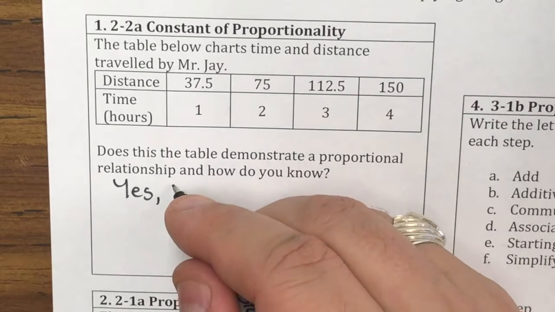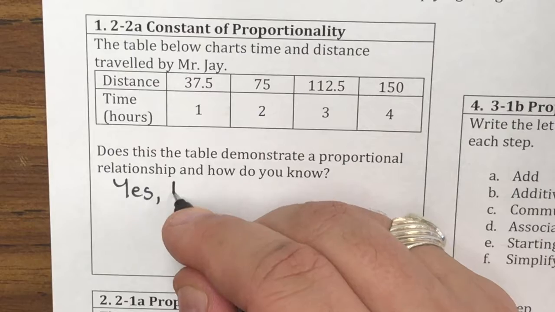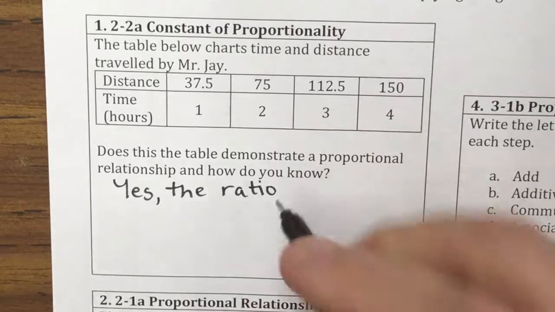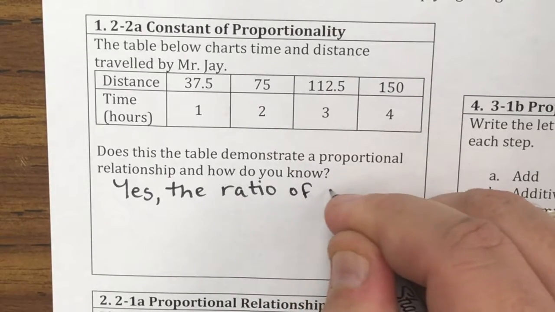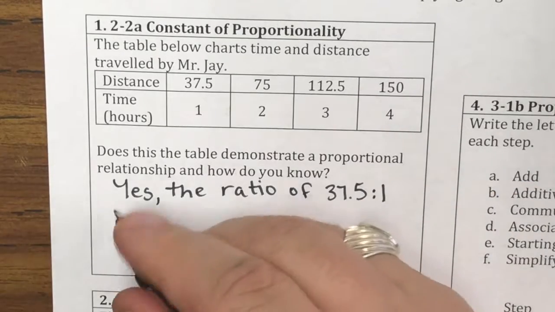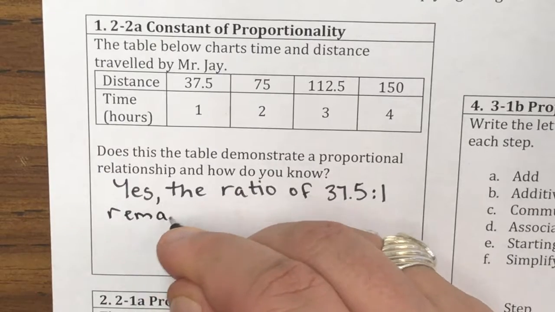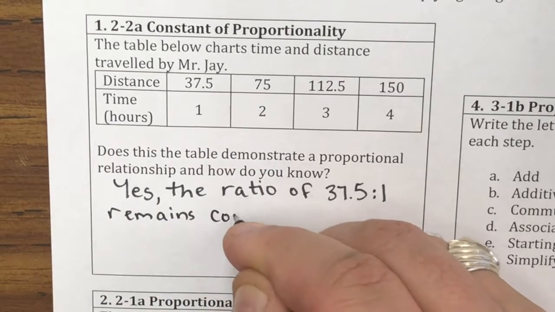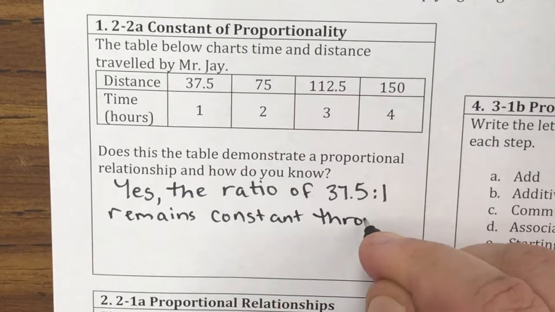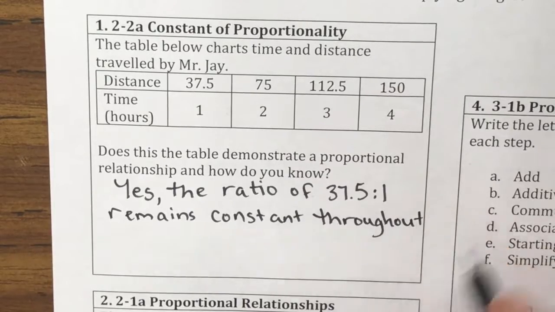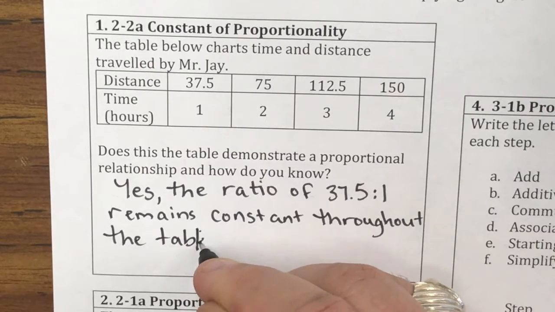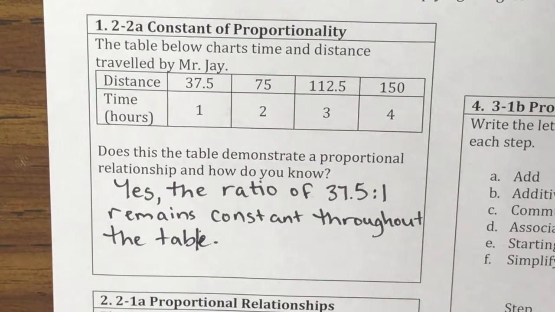I know because the constant, because the ratio of 37.5 to 1 remains constant throughout the table. There we go. Okay.